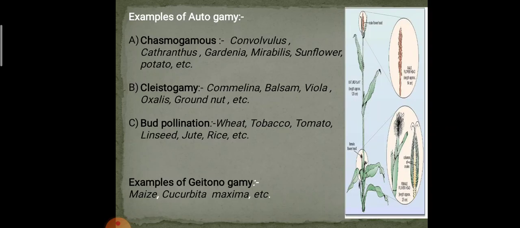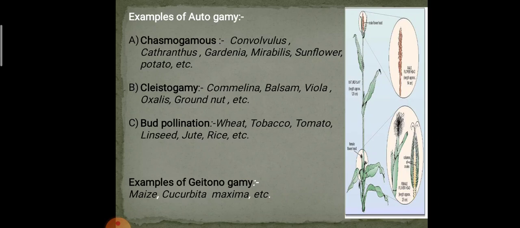Here are the examples of autogamy: chasmogamous flower, cleistogamous flower, and bird pollination. Examples of chasmogamous flowers are convolvulus, catharanthus, gardenia, mirabilis, sunflower, and potato. Cleistogamous flowers, closed flowers, include commelina, balsam, viola, oxalis, and groundnut. And for bird pollination: wheat, tobacco, tomato, linseed, jute, and rice.